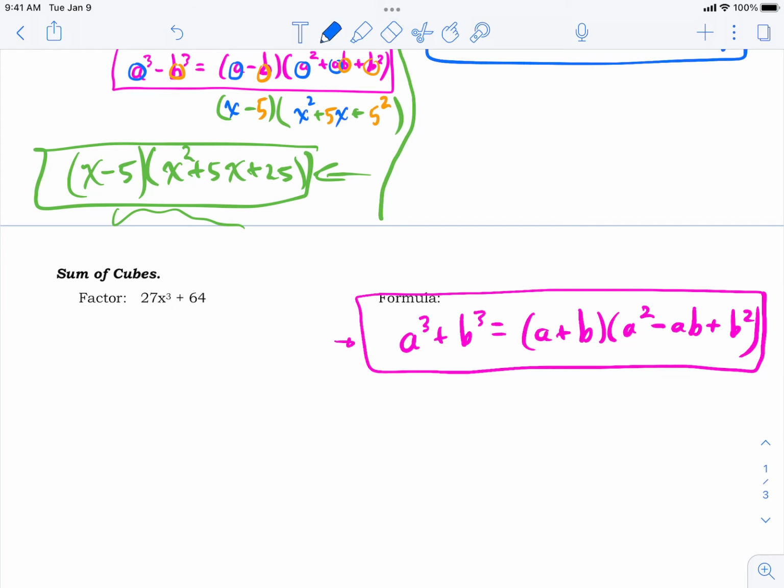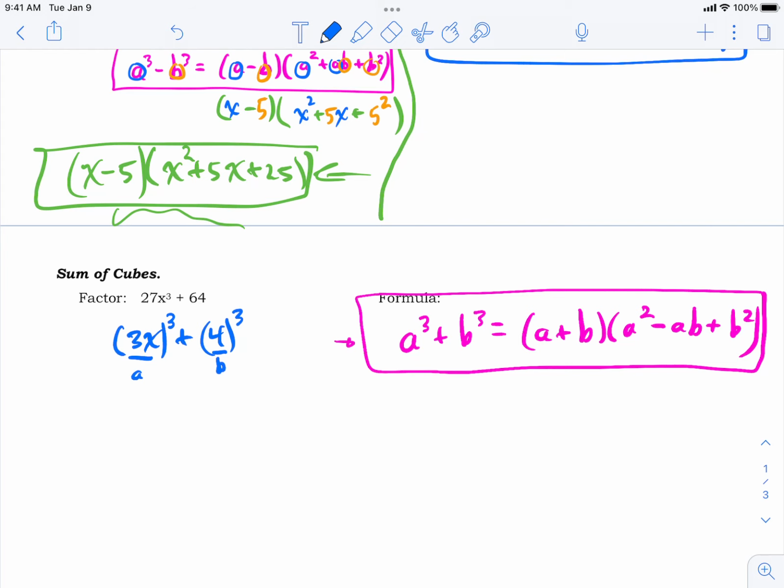Ready? Well, my A is going to be 3x, because if you take a 3x times a 3x times a 3x, you get 27x cubed. And my B, remember, I'm not looking for square roots here, I'm looking for cube roots. The square root of 64 is 8, but that doesn't help us. We need it to be a cube root. And the cube root of 64, it turns out, does come out nice. It's just 4. If you multiply 4 times 4 and then times 4 again, you will get 64.